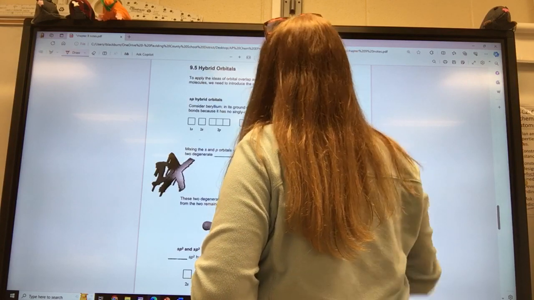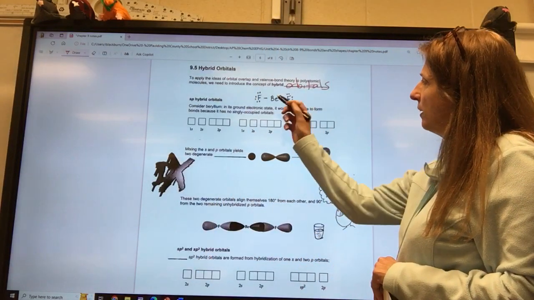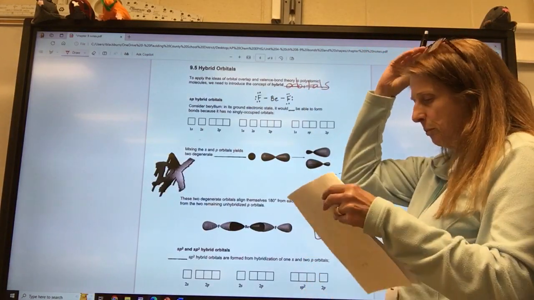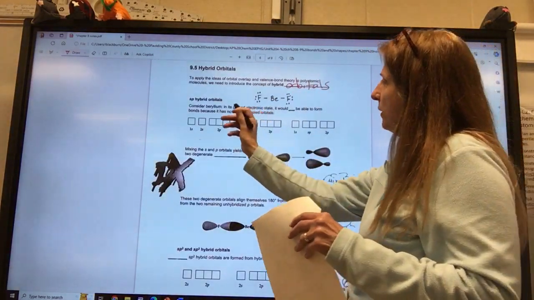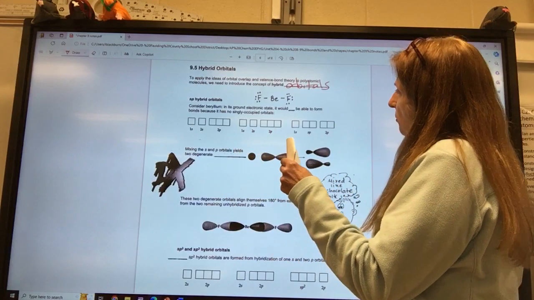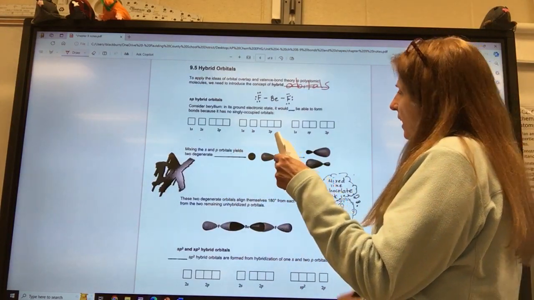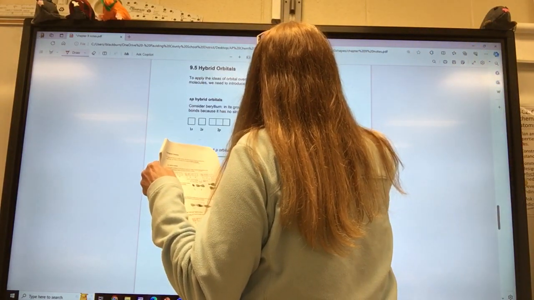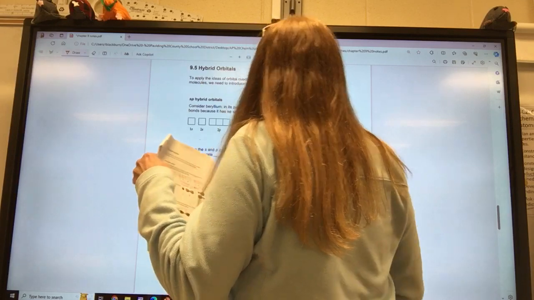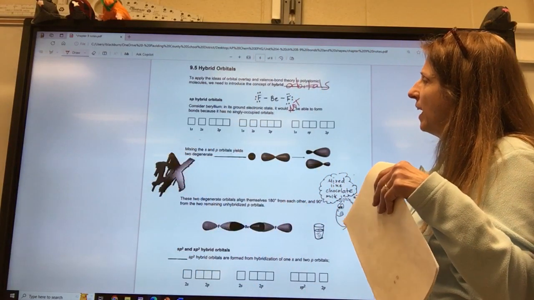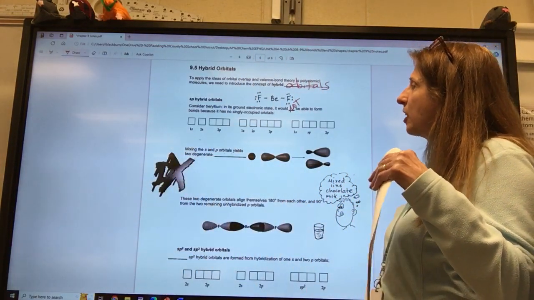Hybrid orbitals, okay? So, sp hybrid orbital. Consider beryllium in its ground electron state. It would not be able to form bonds because it has no singly occupied orbitals.